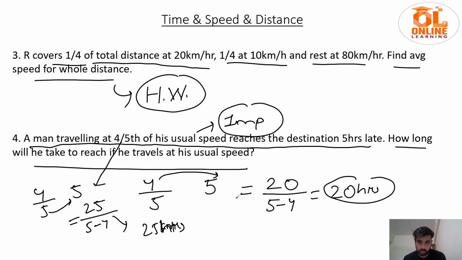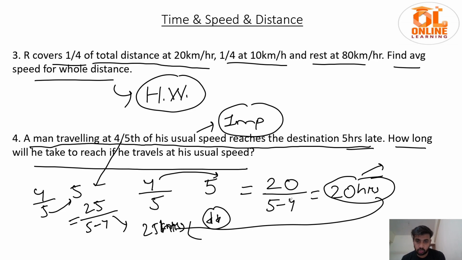See, you can also check it this way. See, his usual time is 20 hours. He is 5 hours late. He should have taken 25 hours. So this is right. You can do it this way. You can get the usual time and then subtract or add according to the question.